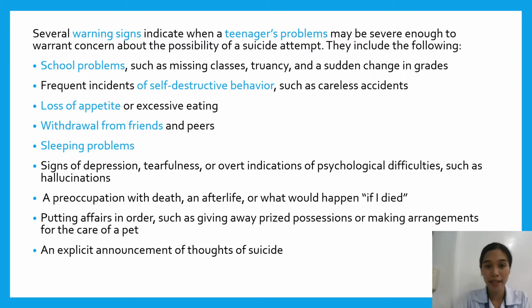Now, next, warning signs of teenage problems, which include self-destructive behavior, loss of appetite, withdrawal from friends, sleeping problems, and so on. Signs of depression, fearfulness, and questions about the afterlife or what will happen if I die. Then, putting affairs in order, such as giving away prized possessions or making arrangements for the care of a pet. The next is an explicit announcement of group suicide.